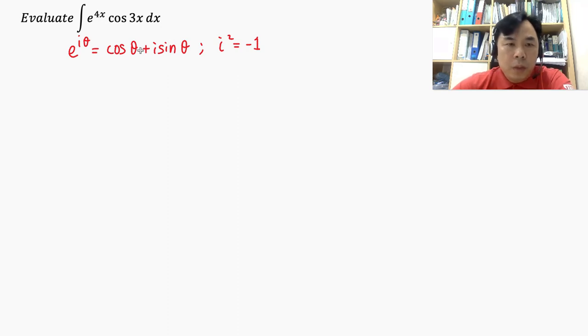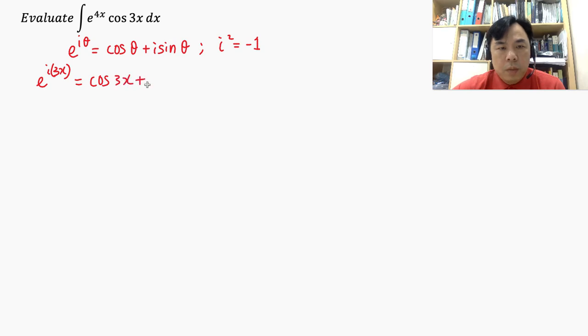Okay, now from here, we can consider e to the i 3x instead, whereby the 3x is our theta. So we can write this as cosine 3x plus i sine 3x, where i squared is equal to -1. All right, this is a complex number. I can label this as equation number 1.